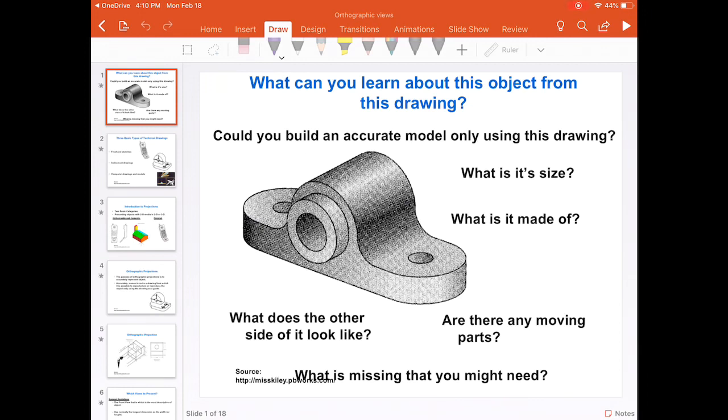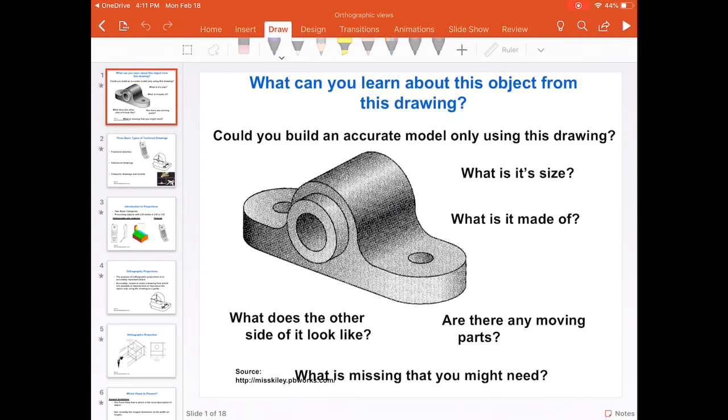Now, I just want to talk about a specific object that you can see here. For instance, if I ask you about the dimensions of this object, you don't know what's going on. If I ask what's going on in the back, again, it's not going to be an obvious question to answer. Is there any moving part, or is something else needed?